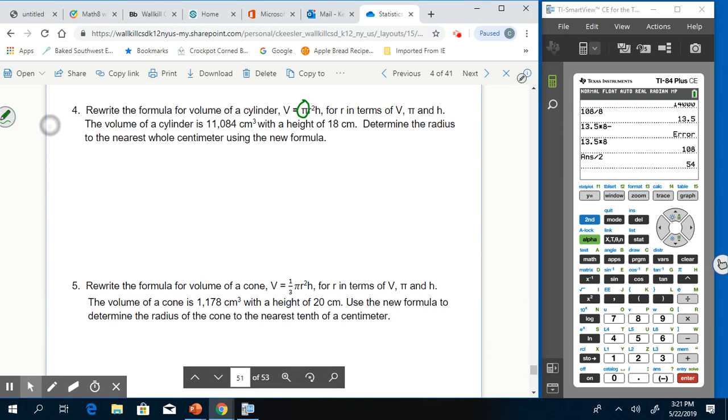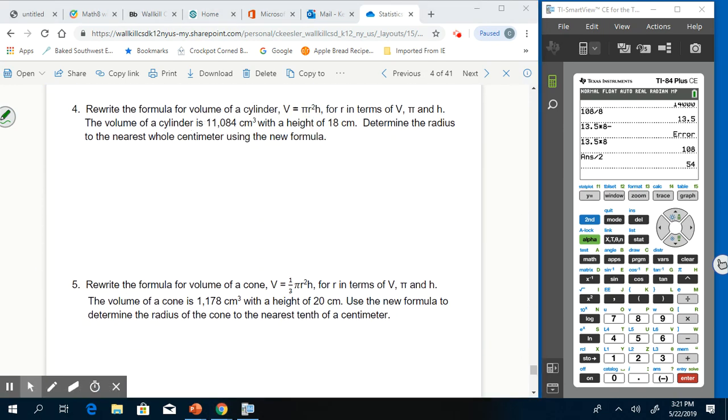Number 4. Rewrite the formula for volume of a cylinder, V equals pi r squared h, for r in terms of V, pi, and h. So we're solving for r. Don't let the rest of that confuse you. So now we have volume equals pi r squared h. So everything on the right side of the equation is being multiplied except for the square. So I'm going to divide both sides by pi h to get r squared by itself. That cancels out the pi and the h, leaving me with V over pi h equals r squared.